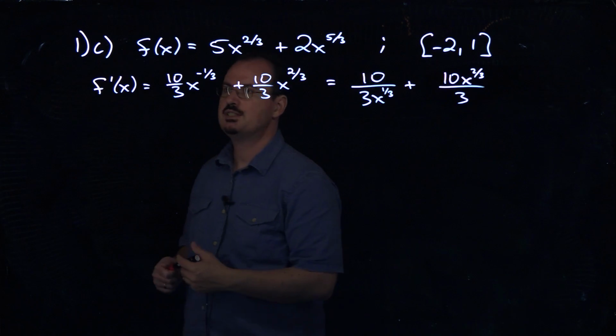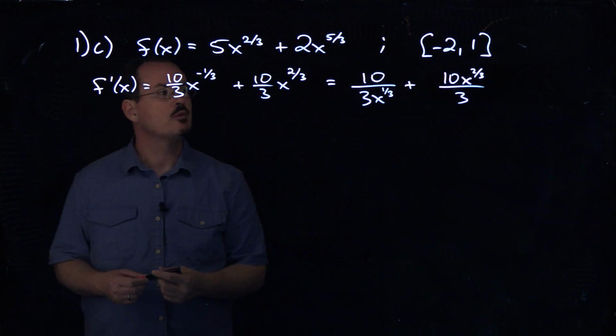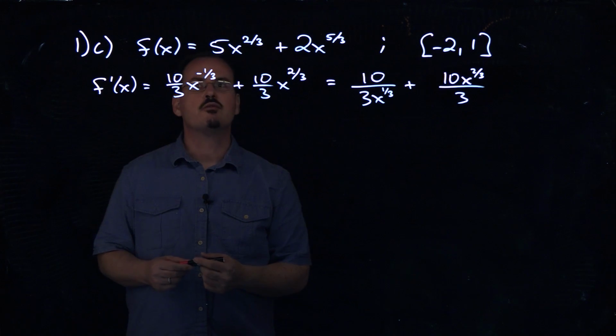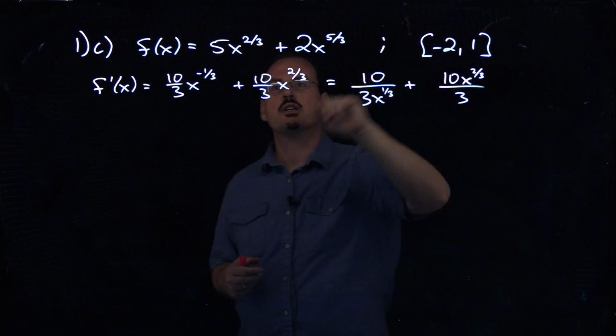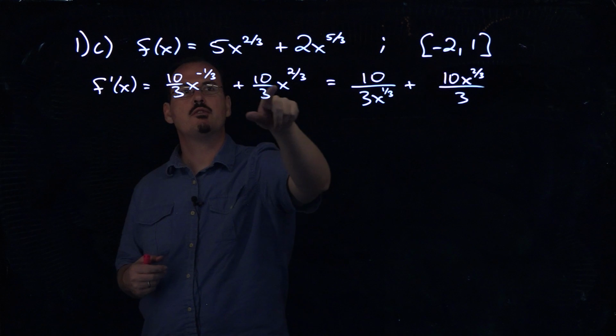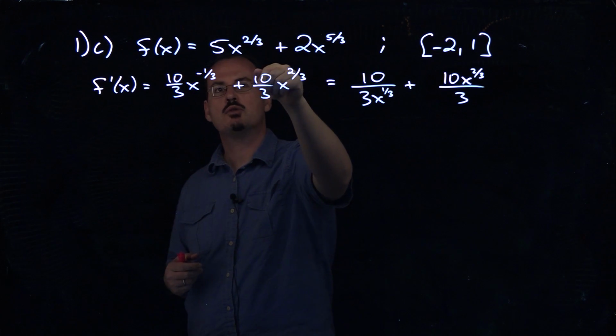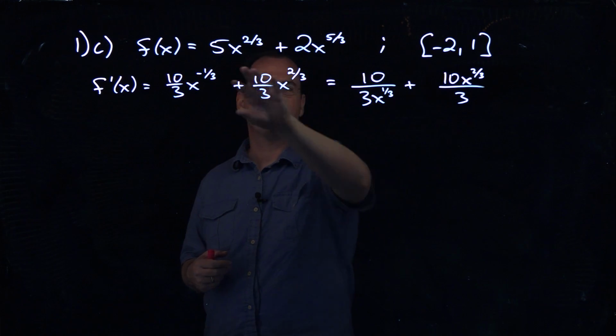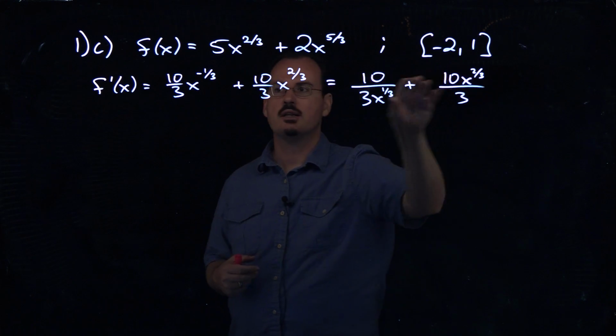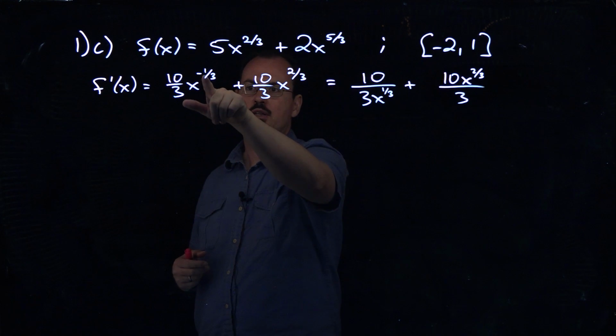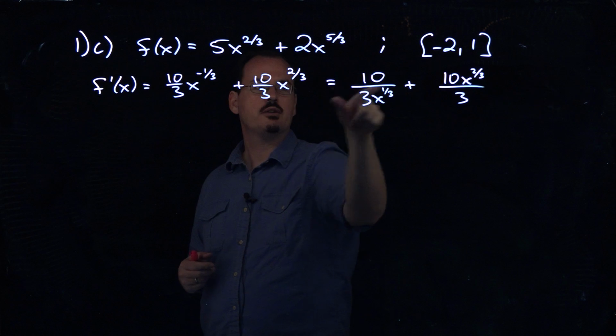We're doing 1C from section 6.1, problem 1C. So I've written down the function and the interval that we're given in the problem. Here's the derivative of the function that's found using the power rule. And then I've rewritten the derivative in this way here. Since that's a negative exponent here, you can move it down into the denominator and get that.